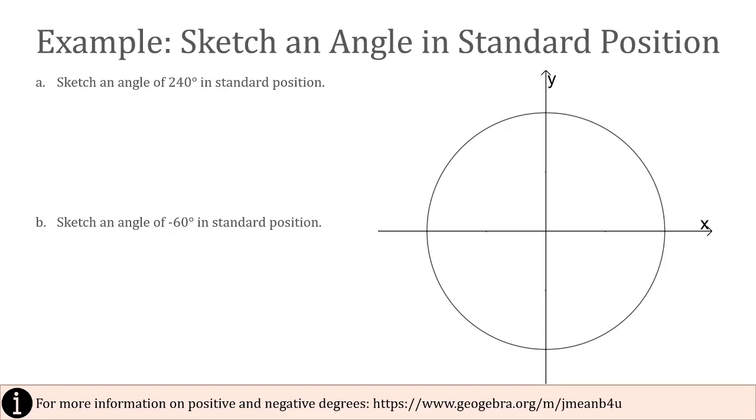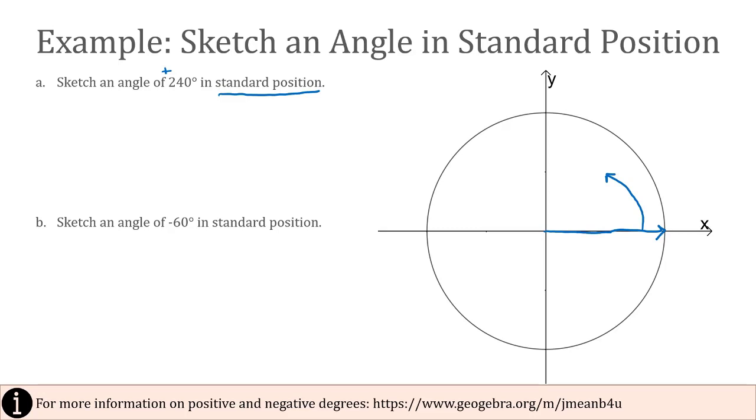Now let's look at an example. Sketch an angle of 240 degrees in standard position. So 240 degrees in standard position. The standard position part tells me that I need to be starting with my initial side on the positive x-axis. So there we go. And the fact that it's a positive 240 degrees tells me that that initial side is going to open up and it's going to go counterclockwise. Now, where is it going to stop? Well, this is where maybe marking the circle will come in handy.